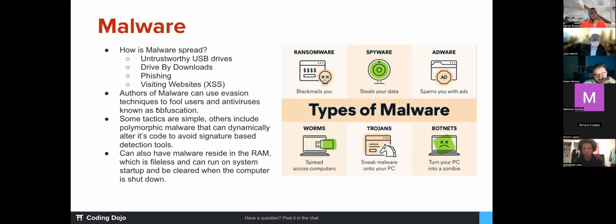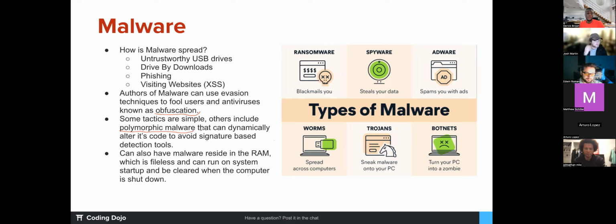All right. So authors of malware can use evasion techniques to fool users and antivirus, known as obfuscation. Obfuscation is where you change the structure of the application to a stage where it is not easily recognizable by antiviruses and detection tools. Some tactics are simple and others include polymorphic malware.